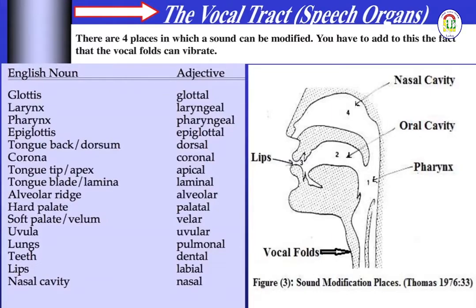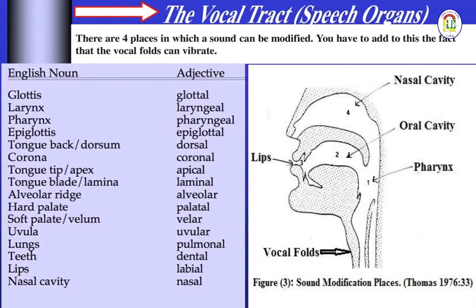Let's explain more details about the vocal tract or speech organs. There are four places in which a sound can be modified. You have to add to this the fact that the vocal folds can vibrate. We have sound modification places in the vocal folds, which make vibration, in the pharynx, the oral cavity, the nasal cavity, and the lips. All these places make the sounds different. All those places are responsible for changing the way of the sound to produce different sounds.